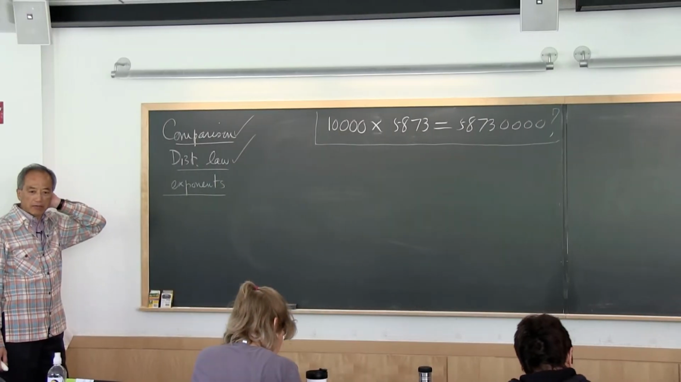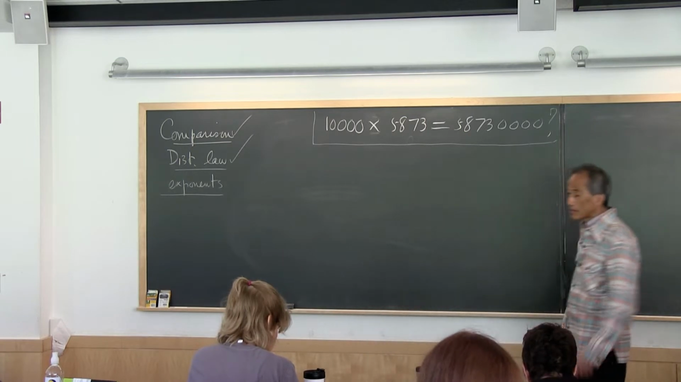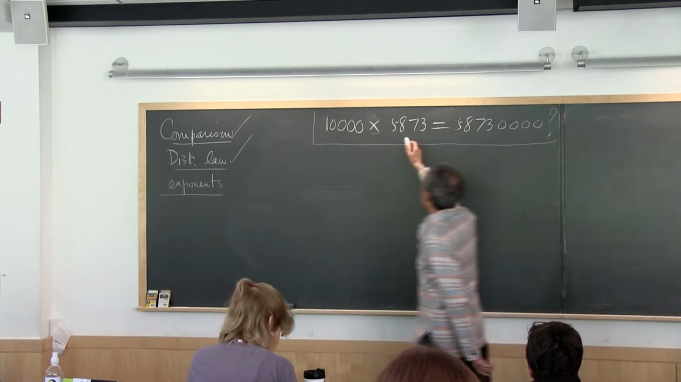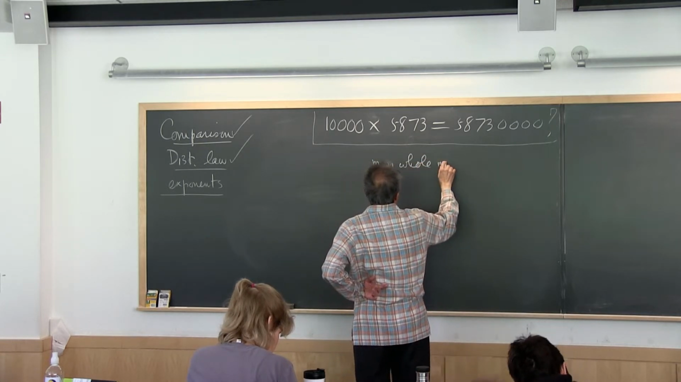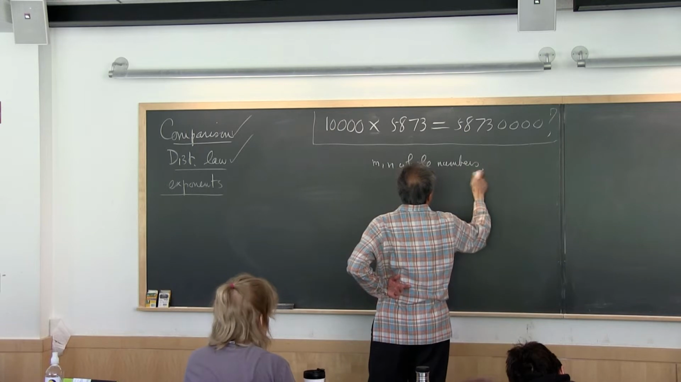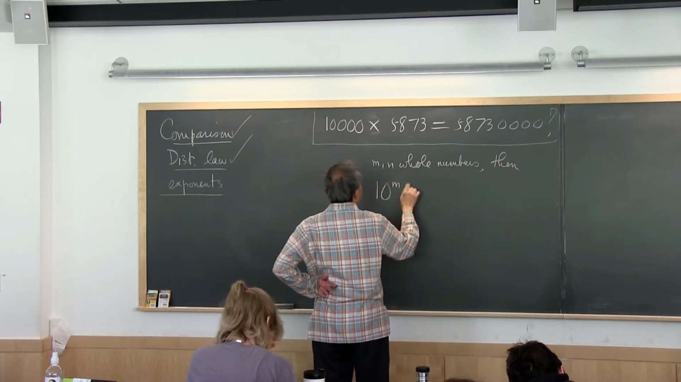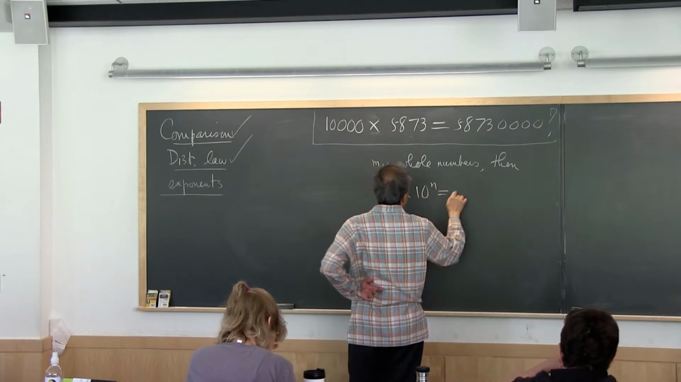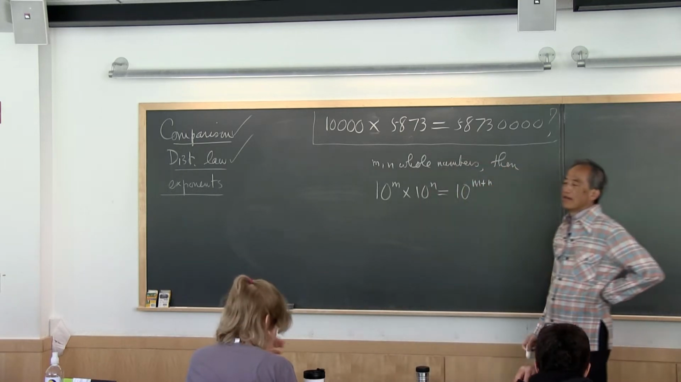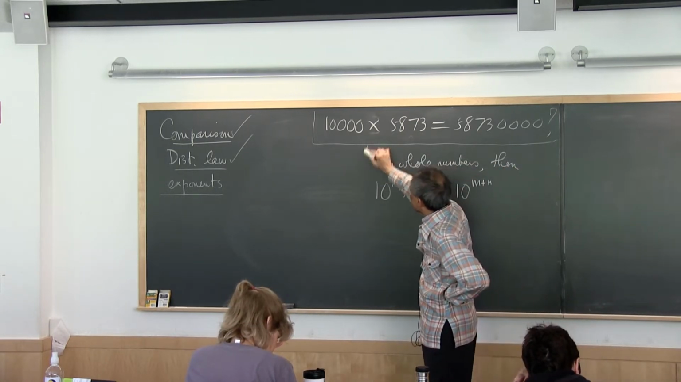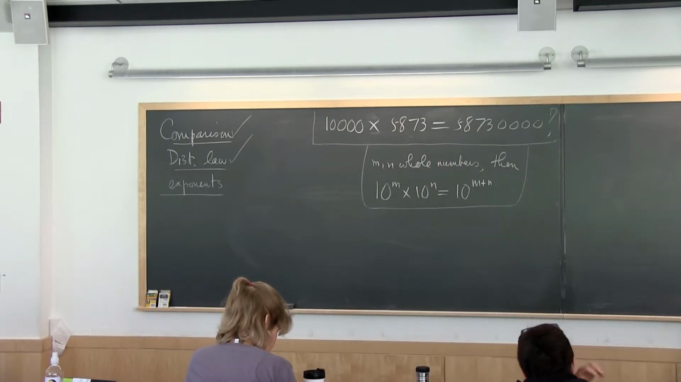More reasonable with this kind of notation. So first of all, I thought I could do it later, but I need one more observation. You have n and m whole numbers. Then 10 to the m times 10 to the n equals 10 to the m plus n. This should be completely non-controversial. Really? You don't believe that?